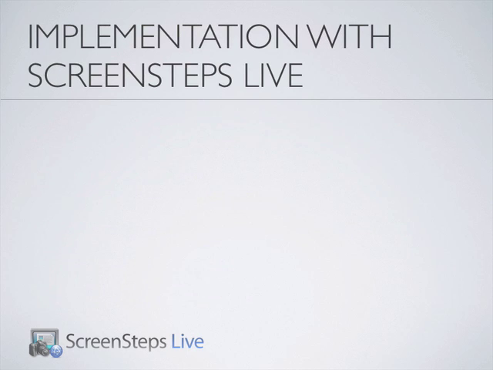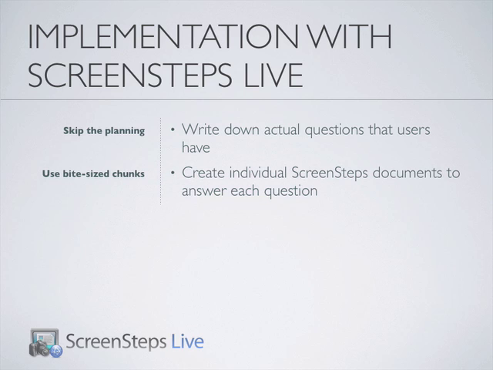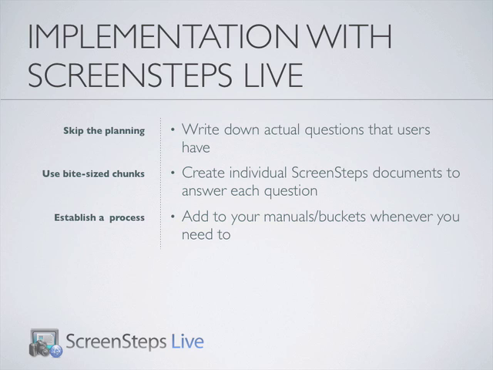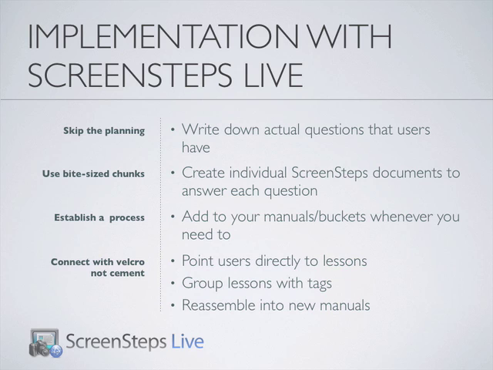So let's look at a complete workflow example of applying these principles while using ScreenSteps and ScreenSteps Live. First, skip the planning. Just write down the questions your users actually have. Use bite-sized chunks. Create individual ScreenSteps documents to answer each question that you wrote down previously. Establish a process. As questions come in that you haven't answered in your documentation, create a new ScreenSteps lesson and publish it to ScreenSteps Live. Connect with VELCRO, not cement. Point your users directly to the lessons that answer their questions. You can also group related lessons with tags or reassemble your lessons into new manuals as your needs change. ScreenSteps Live gives you a lot of flexibility.